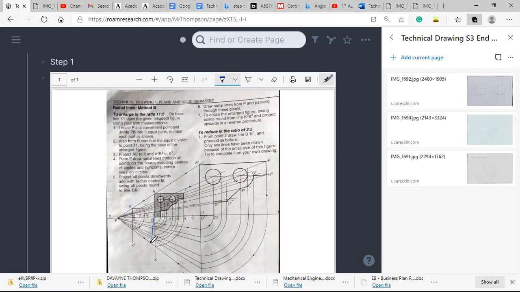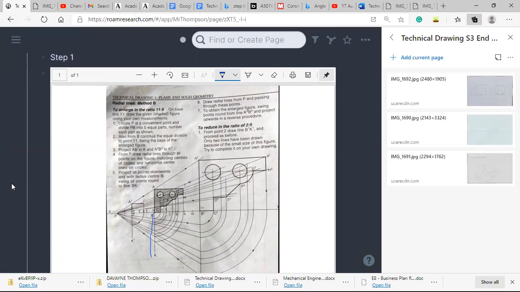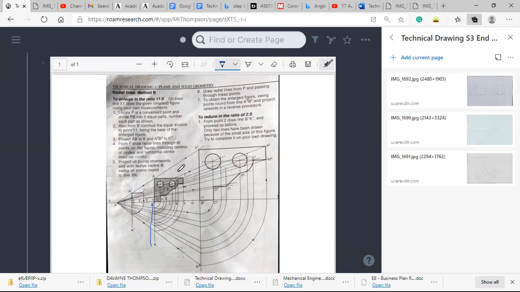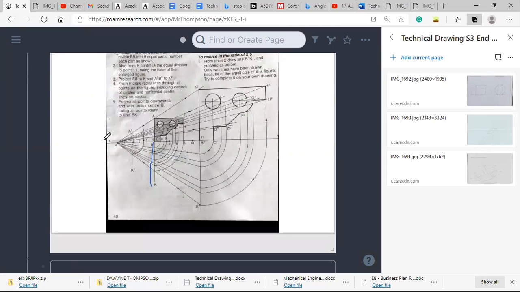So when I draw down now and form my point K, I'm gonna use some arcs from a point here to find where exactly I need to make it, to make this enlarged version. So step 4 says, from P, draw radial lines through all points on the figure, including centers and lines. So what you're gonna do, simple as this.